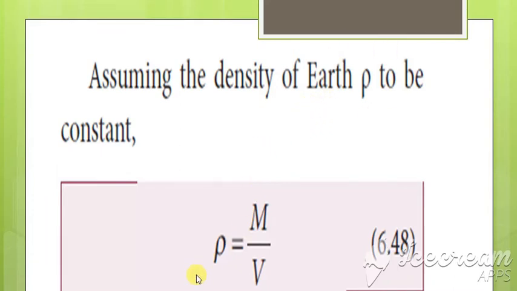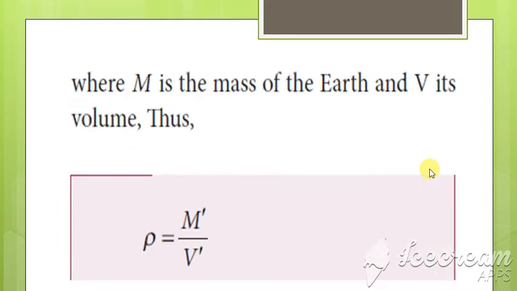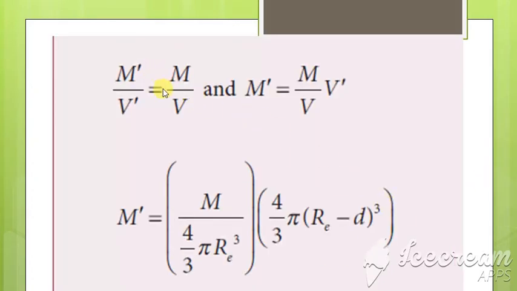Clear? Then next we'll be considering the density of the earth. What is the formula for density of the earth? Rho is equal to m divided by v. Okay, mass divided by volume. Yes, so m divided by v we know, and if we are writing for m dash and v dash, that is rho is equal to m dash divided by v dash. So the first formula is also rho, this is also rho. So if we equate both, we get m divided by v, which is equal to m dash divided by v dash.